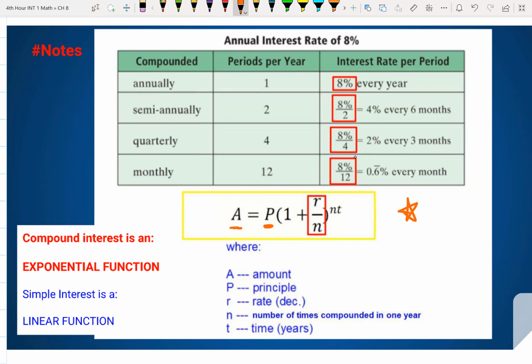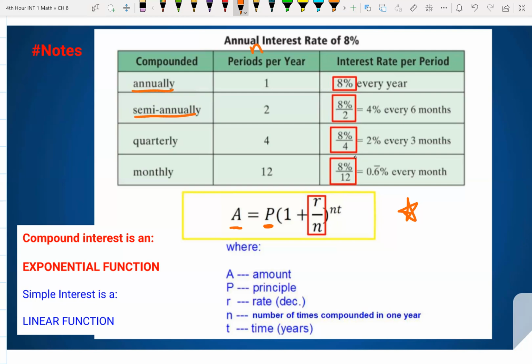And then you've got R for rate as a percent, right? As a decimal. That decimal of 8% is 0.08. And this divided by N, this N right here. So N is something we take a look at in a problem when they tell us how often something is compounding. These are all values of N right here in this column based off of what these words are.